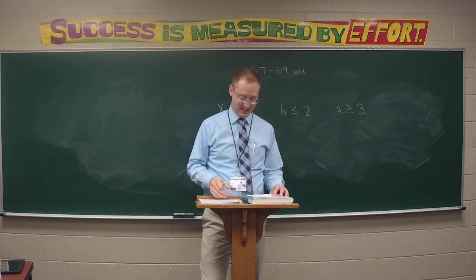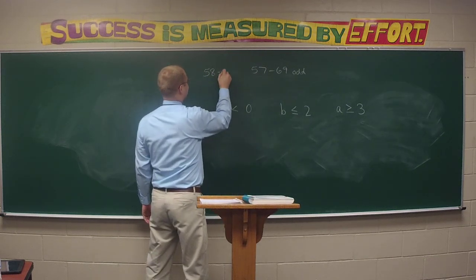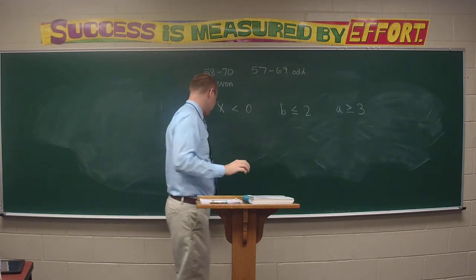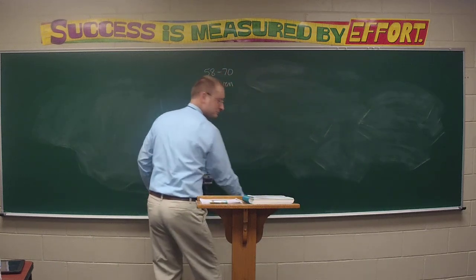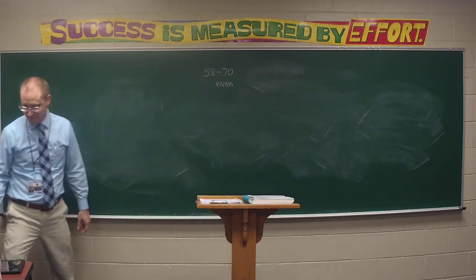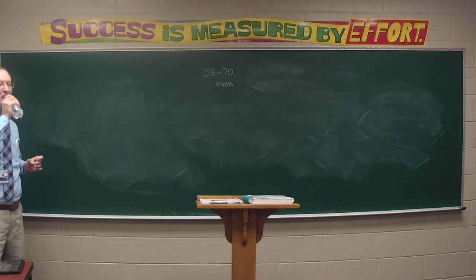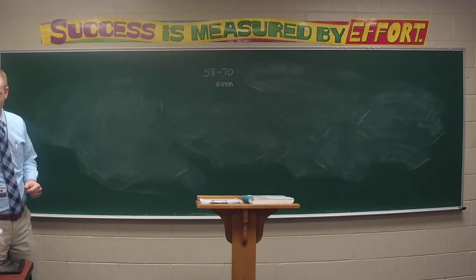All right. Do the next column, 58 to 70. Oh, good. Audrey's finished. 58 to 70, the even now. Now she's finished. All right. What's wrong with the rest of you? Come on, let's go.